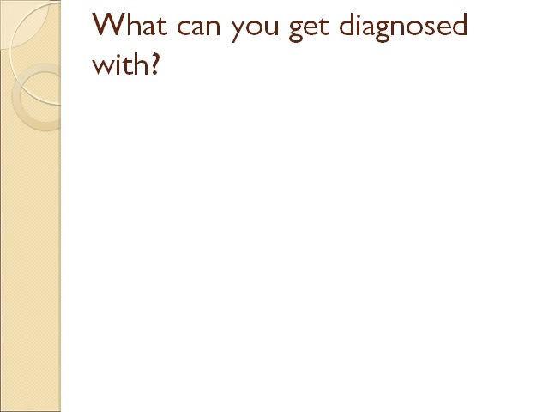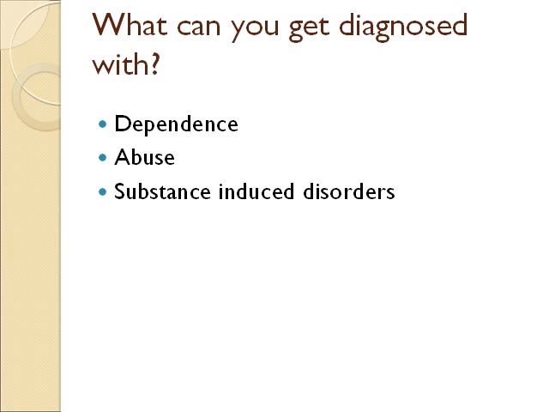Okay, so what things can you get diagnosed with related to the use of a substance? Well, the ones that we're most familiar with probably: dependence, which is the DSM term for addiction, if you're dependent on a substance. Abuse, so if you're using it in an inappropriate way, a maladaptive pattern of use. And then there's also the substance-induced disorders.